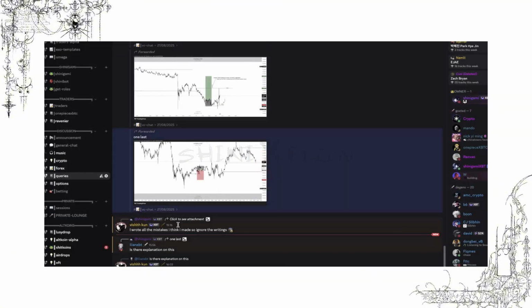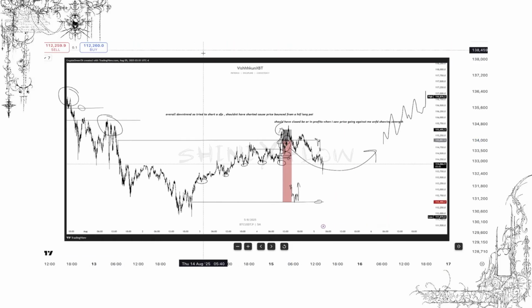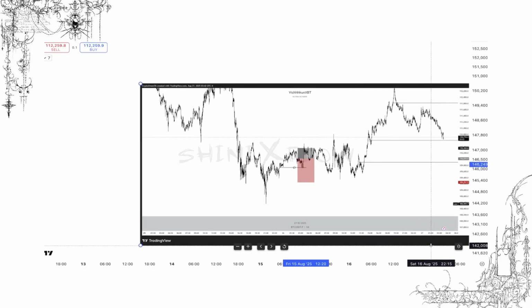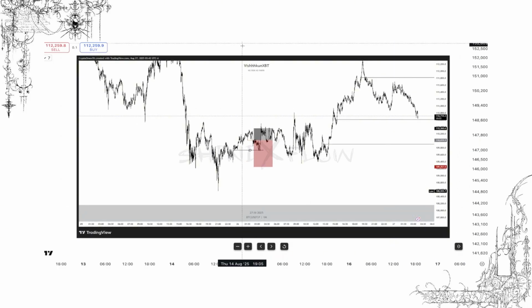Is there an explanation on this? Ilian asked. Let me just open this one. And what are we looking at here? Let's just understand what's going on on the higher time frame.